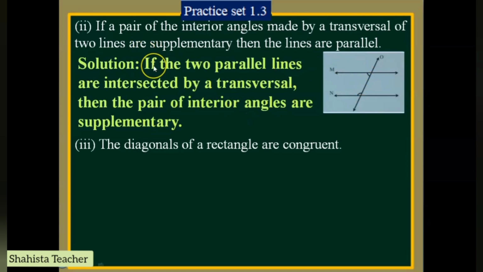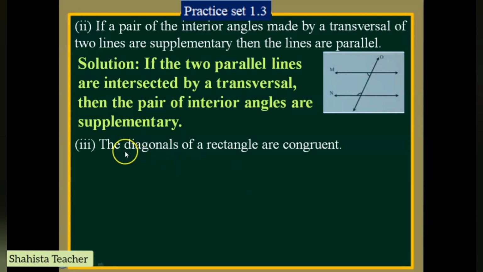So we have written the statement like this: if two parallel lines are intersected by a transversal, there are two intersection points, then the pair of interior angles, how many pairs? Two pairs. A pair of interior angles are supplementary angles: 90 plus 90 is 180, 110 plus 70 is 180. Is that clear? So like this.